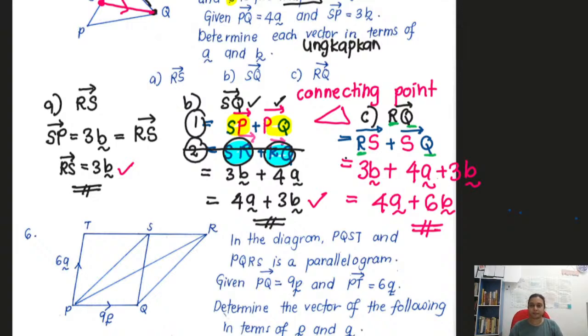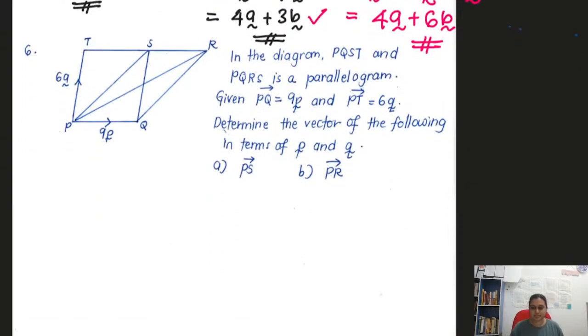Okay, anything to ask so far? Ada apa-apa lagi nak tanya? Okay, if don't have, we can go to soalan seterusnya. Okay. Have you all copied? Dah copy down? Dah salin? Okay, we go to the next one. Okay, soalan 6. Question 6.